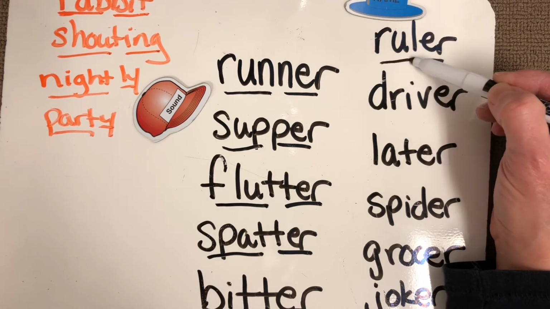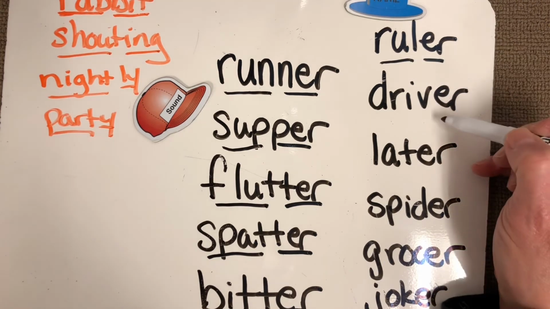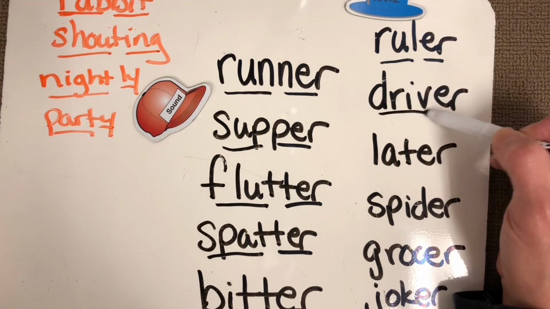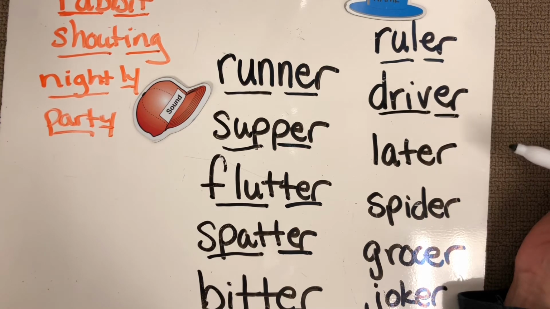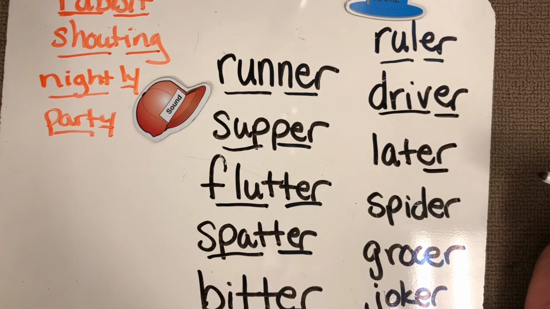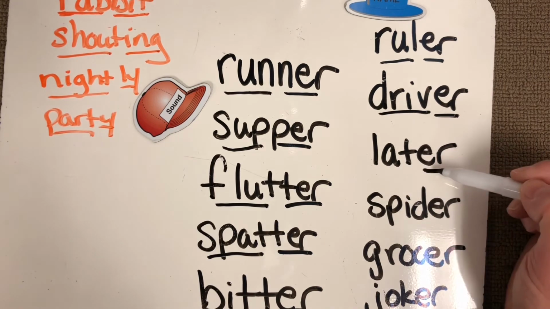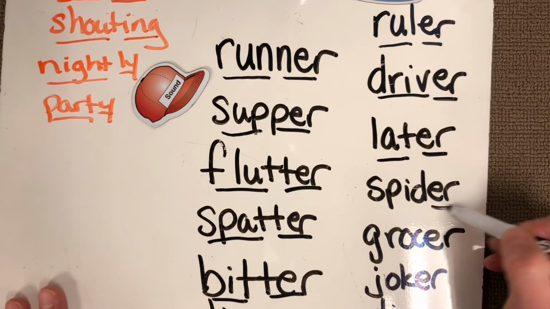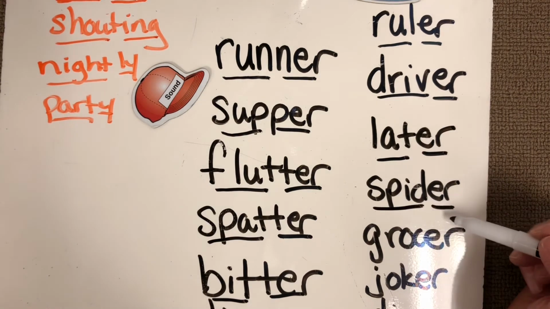So this is rule. What's the word? Ruler. Here's the tricky ending. The first syllable is drive. What's the word? Driver. Look at this one. We know that this vowel is saying its name, late, later. Tricky ending. The first syllable is spied. Second syllable, er. What's the word? Spider.